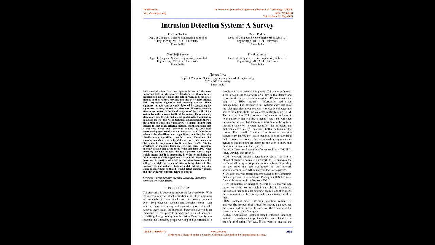Intrusion detection system is of types such as NIDS, HIDS, PIDS, APIDS, and hybrid. NIDS, Network Intrusion Detection System. This IDS is placed at strategic points in a network. NIDS analyzes the traffic of all the systems present in one subnet. Depending on the rules that are configured by the network administrator or user, NIDS analyzes the traffic pattern. NIDS also analyzes traffic patterns based on the signatures that are present in a database. Placing an IDS before a firewall is an example of network IDS.